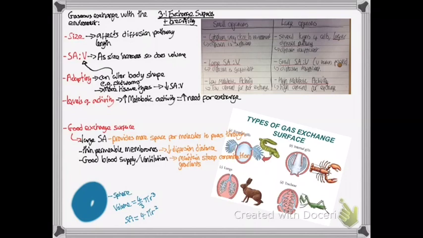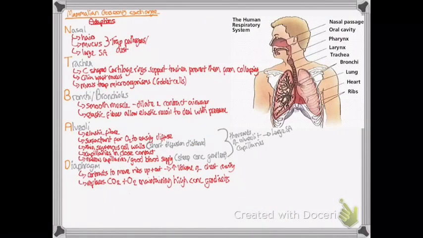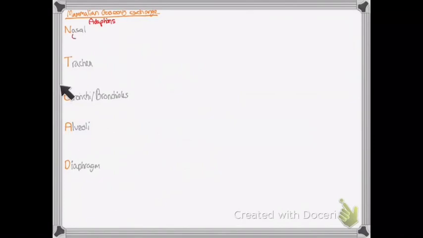So now let's look at gas exchange in mammals. We've got these 5 things. Once again, in the recent test I've done, it was a 6 marker, and you had to mention all of these things. So nasal passages, trachea, bronchioles, alveoli, and the diaphragm.